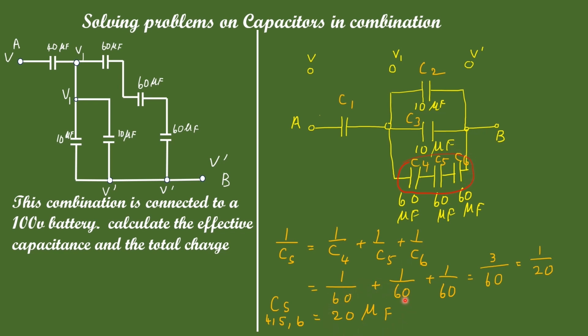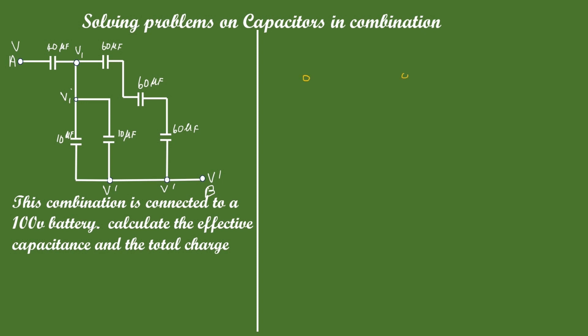Now, we will redraw that. We will draw the diagram. This is V, V1 and V dash. These are the points A and B. This is the capacitor between V and V1. Capacitance 40 microfarad. Capacitor C1.